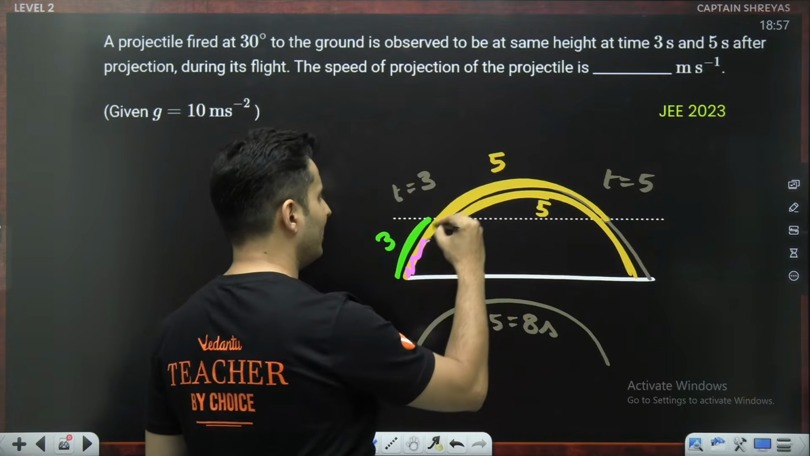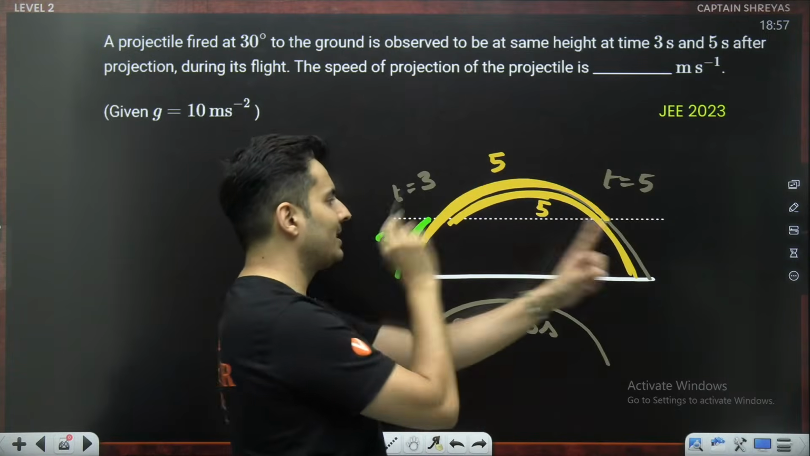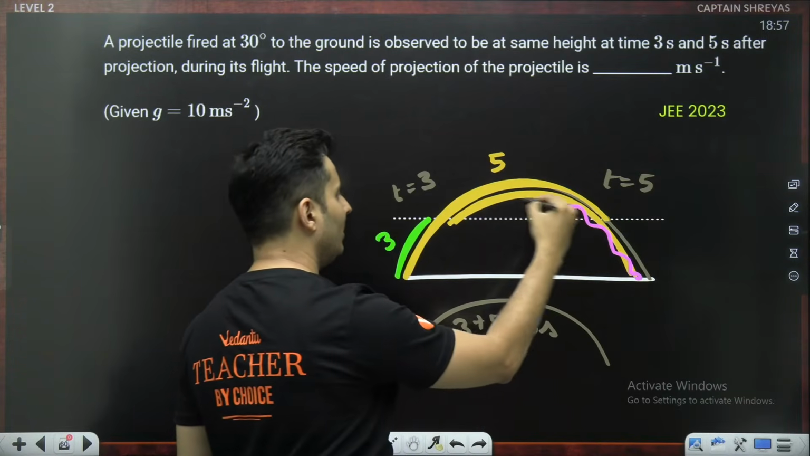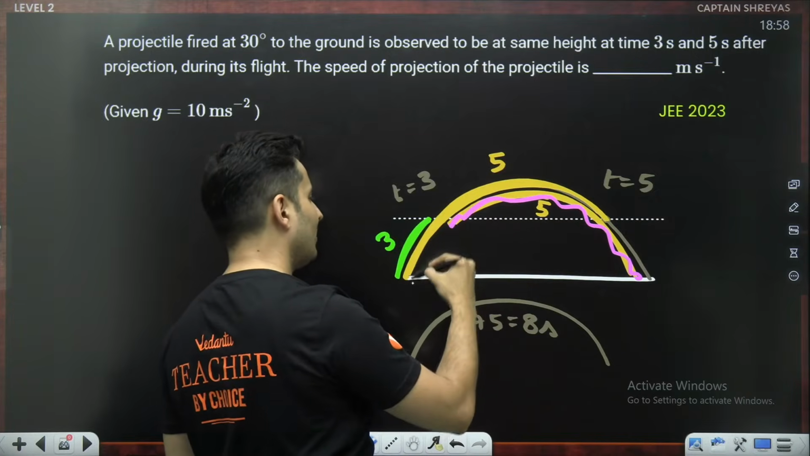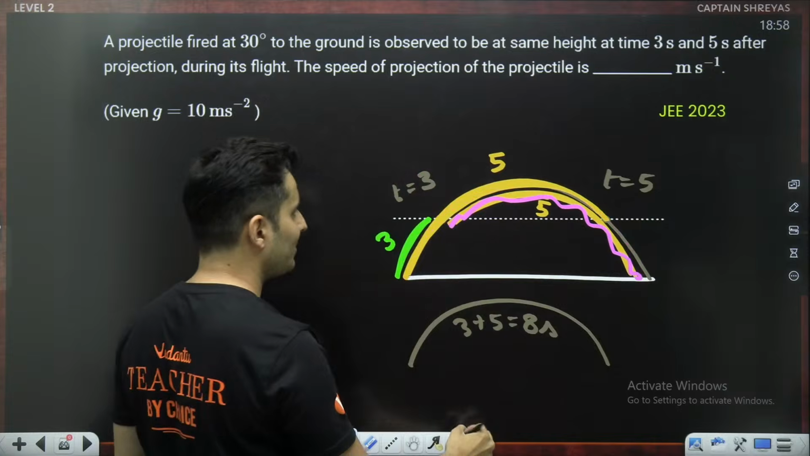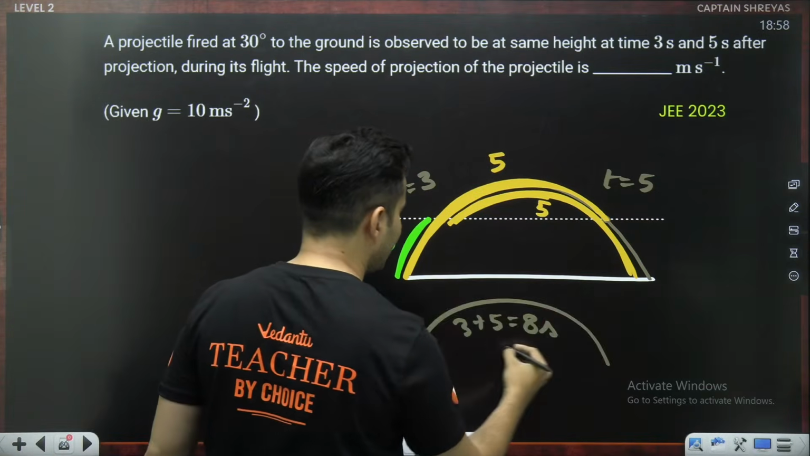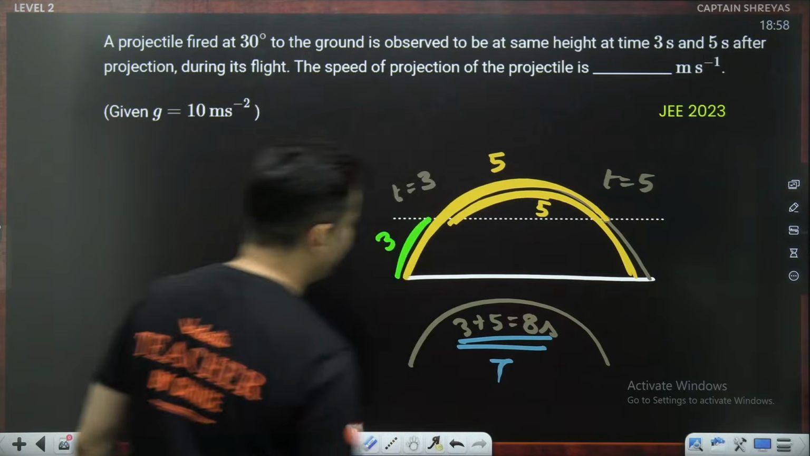I'll just repeat. From here to here, it was 5. So if I reverse it, mirror image, from here to here will also be 5. But from here to here was 3. So the total will be 3 plus 5, which is basically 8 seconds. Perfect. So 8 seconds is basically the total time of flight.